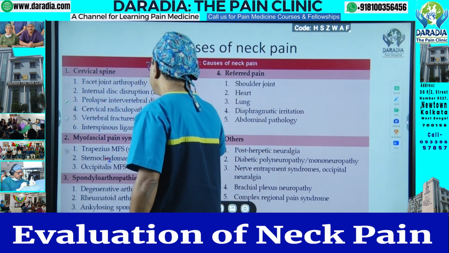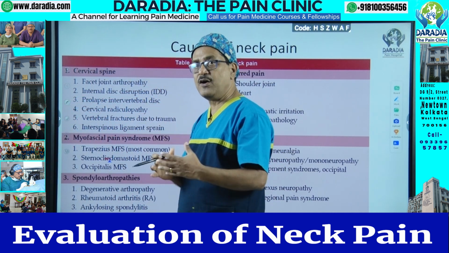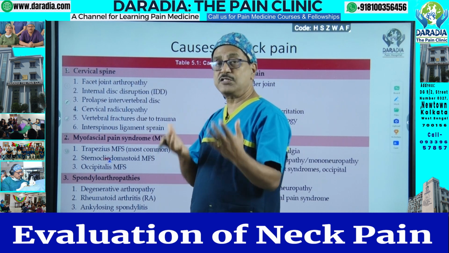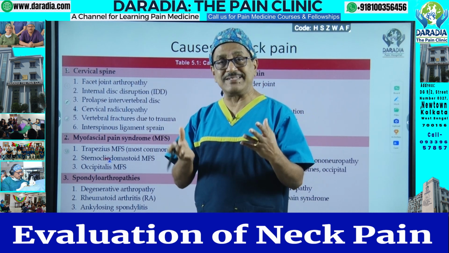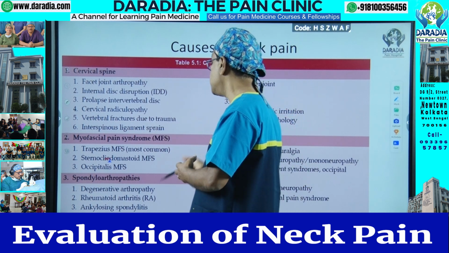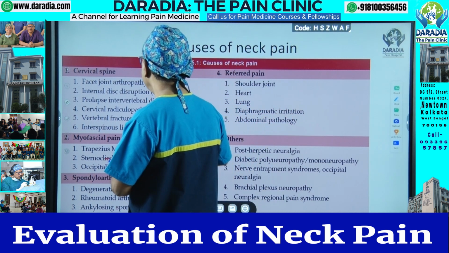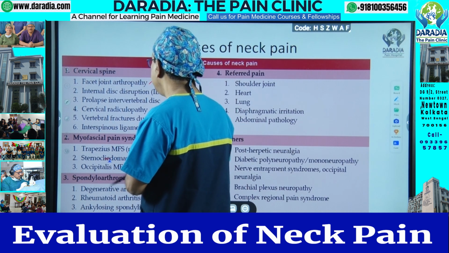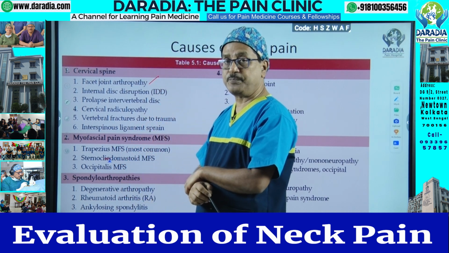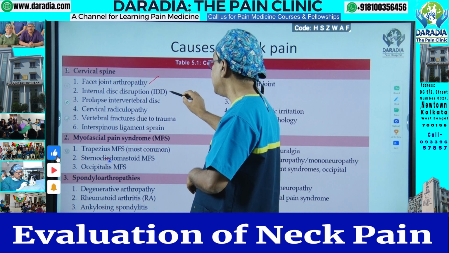So what are the causes? Here again, if you are thinking about what structures there are in the neck, it can be the cervical spine, the soft tissues, the muscles, the nerves. All these things can be responsible for neck pain. So one is your spine, so it can be the facet joint. Facet joint is one of the very common causes of neck pain. It can be internal disc disruption.